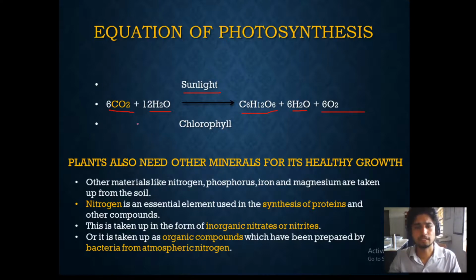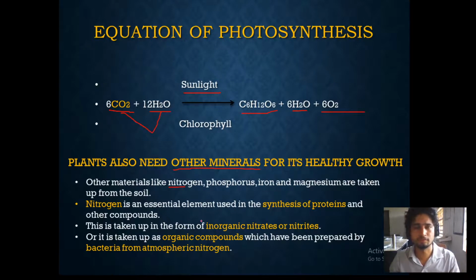Besides this, plants also need other minerals. Besides carbon dioxide and water, what other minerals do they need for growth? Like us, we also eat. If we keep on eating only rice, our body won't be healthy. We need other diet materials, other minerals, other nutrients. Plants are the same. They also need other minerals, like nitrogen, phosphorus, iron, and magnesium, which are all taken from the soil.